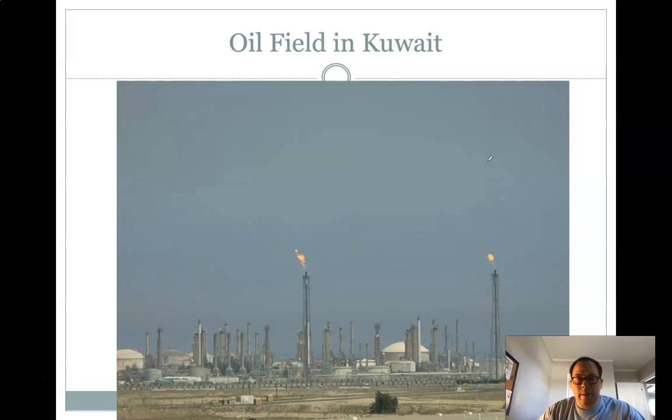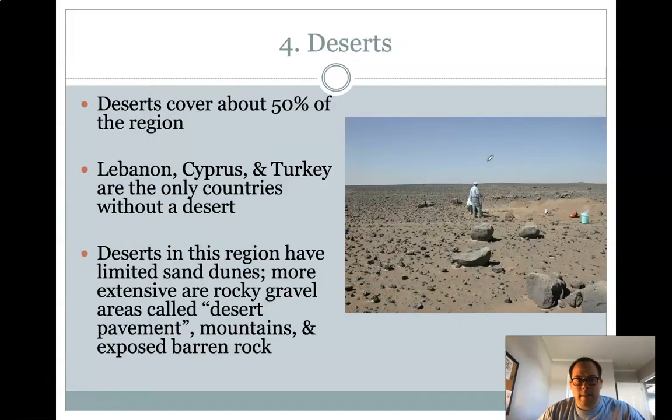So here's an oil field in Kuwait. Then looking at deserts, and I think that this is something that most of you probably already identify with the Middle East. Deserts cover about 50% of the region. Lebanon, Cyprus, Turkey are the only countries without a desert. But this doesn't mean that deserts make up all of the country.